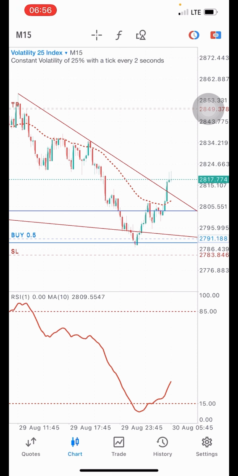Okay, so I'm going to quickly share with you guys the setup, the indicator setting for the moving average, and we are good to go.